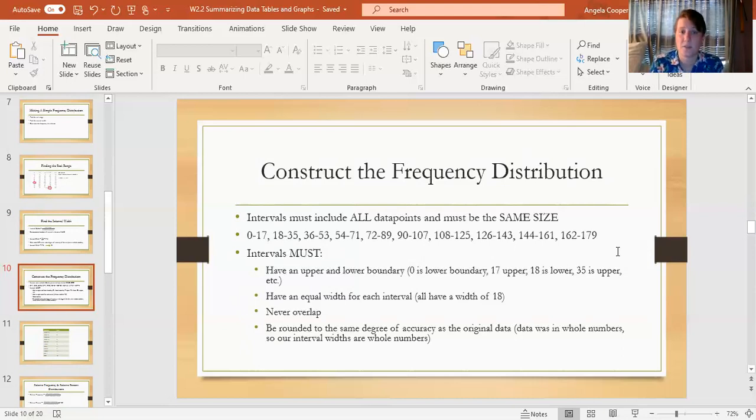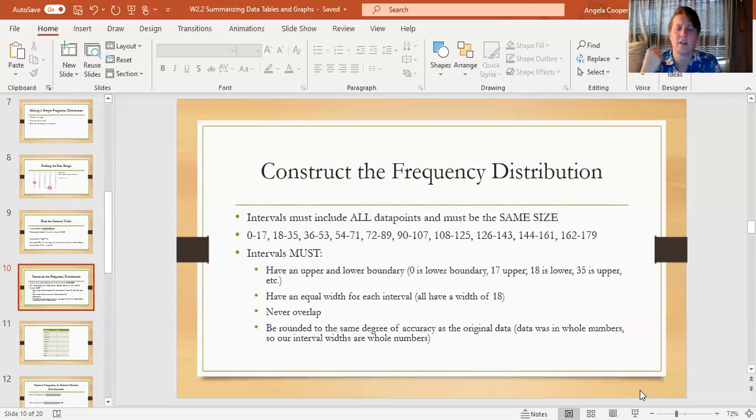So intervals must have an upper and lower boundary, which just means the lower boundary is the low number of the interval and the upper boundary is the high number. So 0 is the lower boundary, 17 is the upper. 144 is the lower boundary, 161 is the upper. You get the idea. They all have to have an equal width for each interval. It doesn't matter that it goes up to 179. We're not going to change it to 176. We're going to keep everything as is. Boom, that's the interval width. We're done. They never overlap.